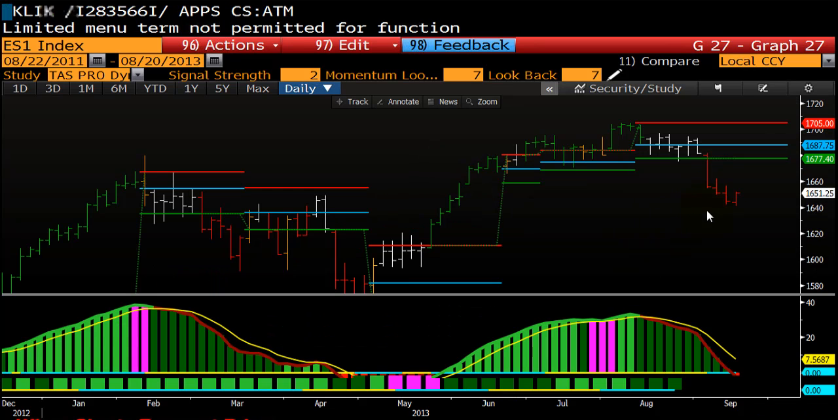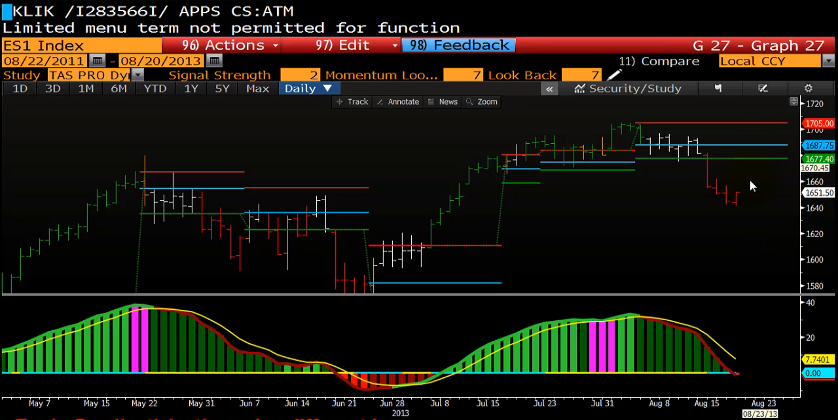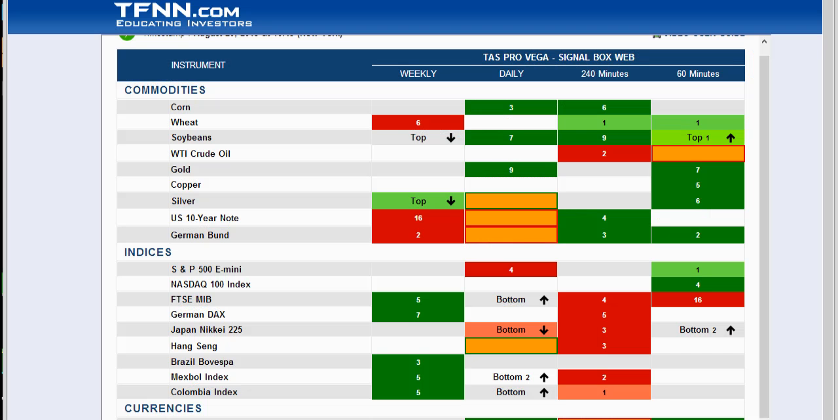Here's our daily, just to show you an idea what's going on there. We do not have a new box appearing. Remember, these boxes or profiles appear automatically, and that's also reflected in your signal box grid when they appear.